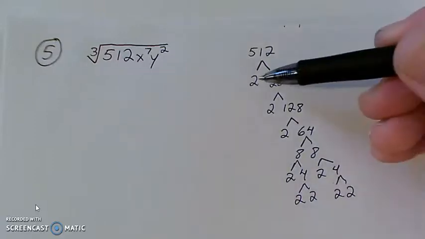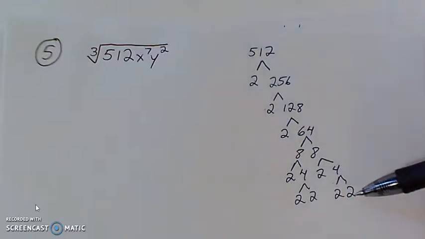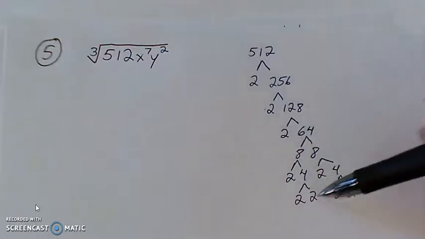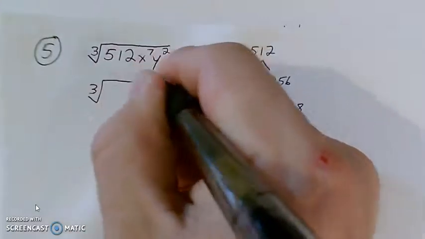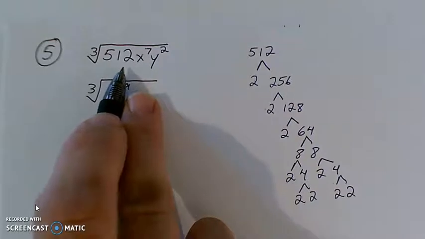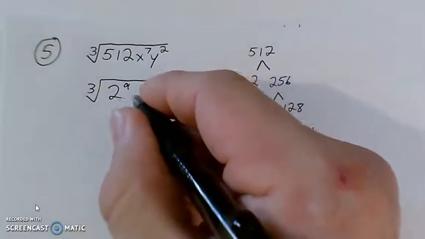So now we just got to count them up. 1, 2, 3, 4, 5, 6, 7, 8, 9. Yes. So 2 to the 9th. What that means is 512 is a perfect cube, since 9 will be able to get divided evenly by 3.